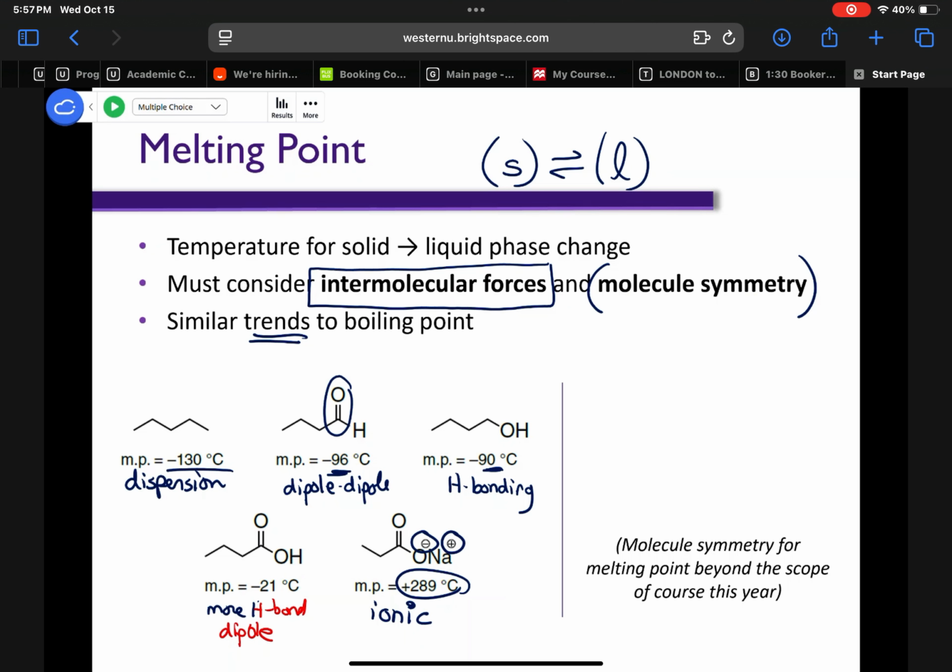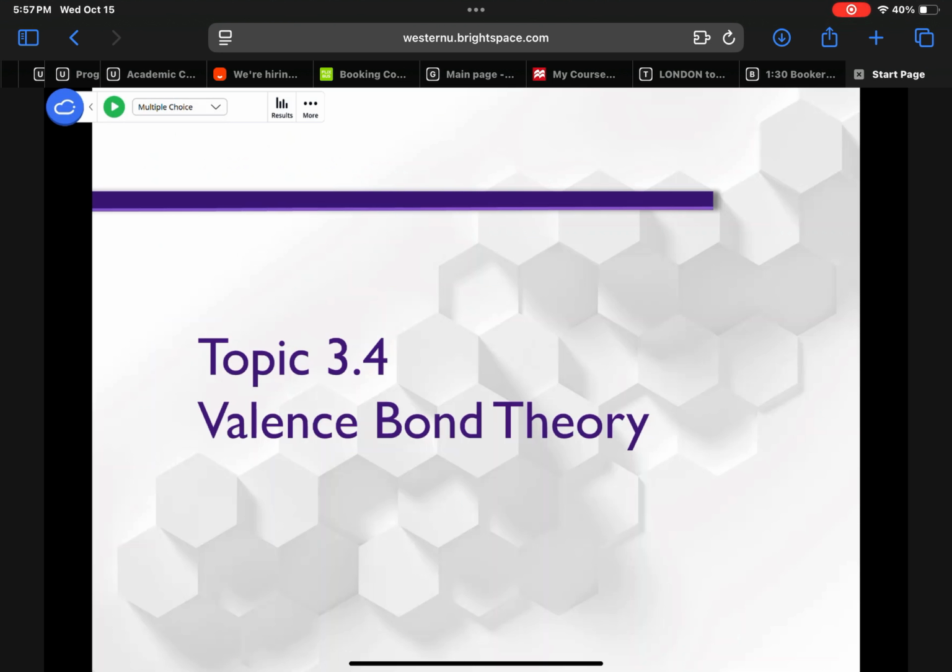Once we get to full positive, full negative, we have a very high melting point. That's why salts and minerals have very high melting points: strong attractive forces that we would need to disrupt, very strong crystal lattices. Okay, so there is our melting point, very similar to boiling point. Now that wraps up topic 3.3. We've taken Lewis structures to VSEPR shapes and applied it to the attractive forces between molecules.